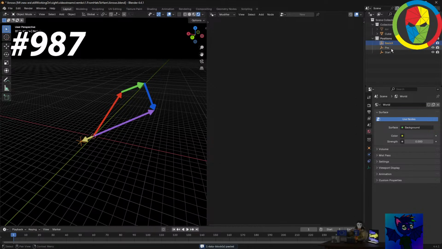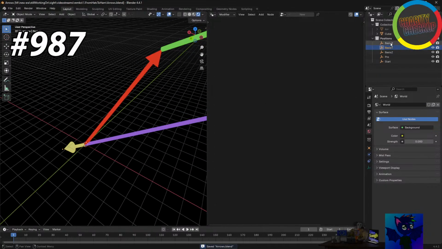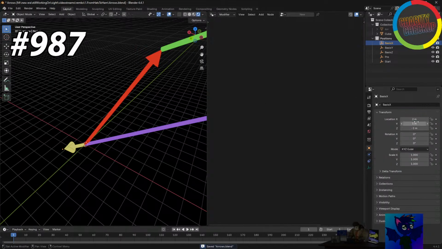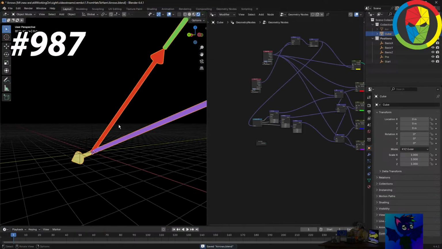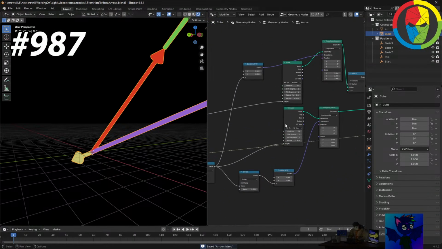Basis X, Y, Z. Wait, let me Google that real quick. Oh no, I'm ruining the beautiful basis vector that worked for the eigen. Oh, well, happens.